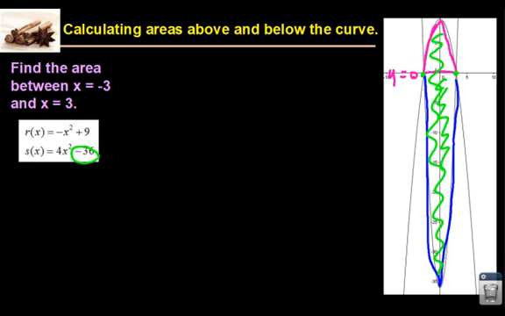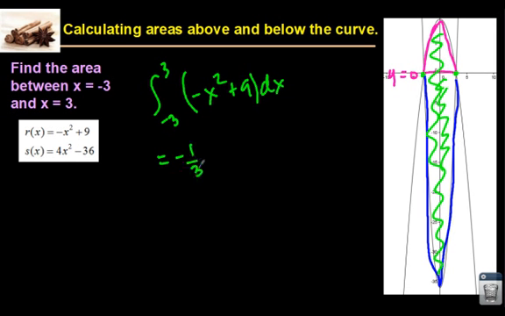I'm going to erase this so I can see my numbers a little better. So I'm going to integrate from negative 3 to 3, and I'm going to do the upper function first. So negative x squared plus 9 dx. So when I integrate this, I'm going to go through this quickly because you all know how to do this because we've practiced doing this for a few days now.